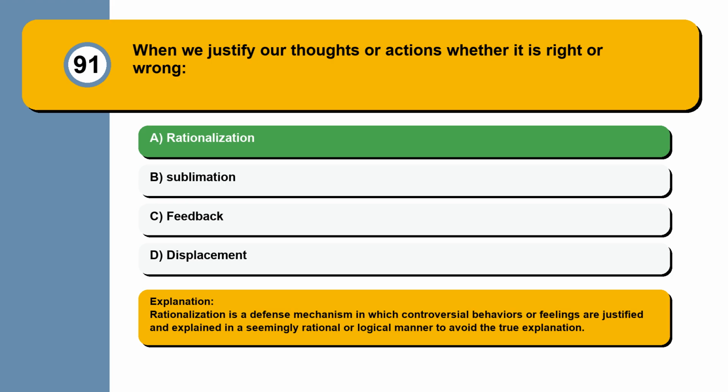Explanation. Rationalization is a defense mechanism in which controversial behaviors or feelings are justified and explained in a seemingly rational or logical manner to avoid the true explanation.